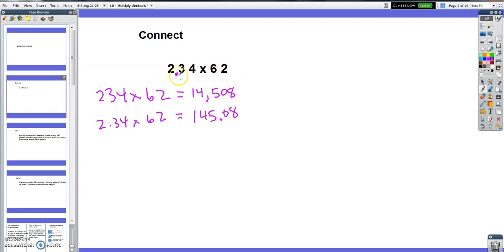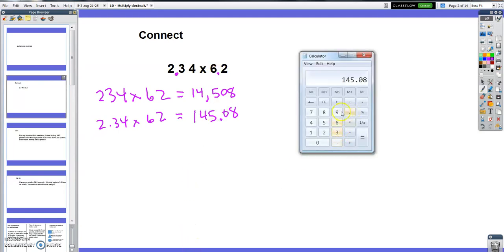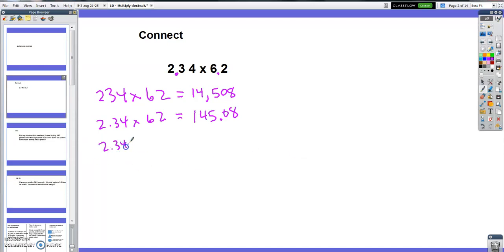What if I throw a decimal in this number? How about right there? Check it out. 2 and 34 hundredths times 6 and 2 tenths. Same digits. What if I move this decimal? Instead of being here, I put it here.